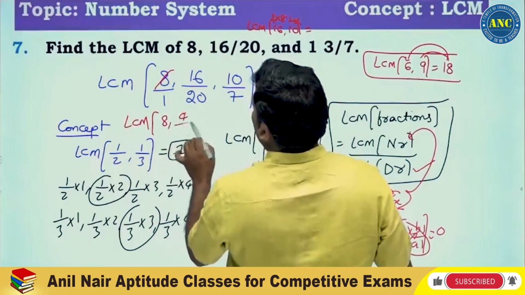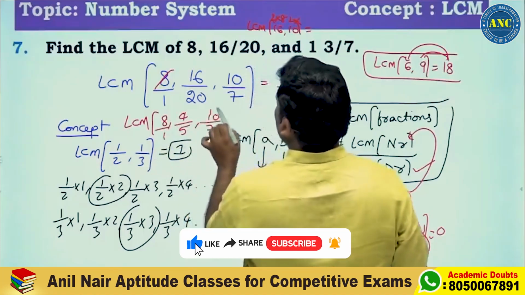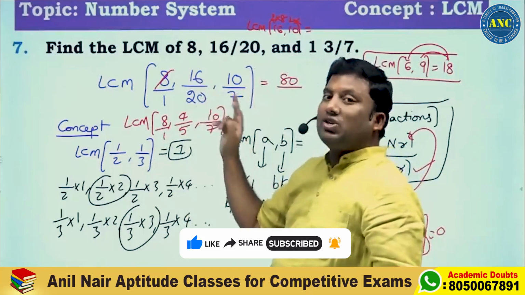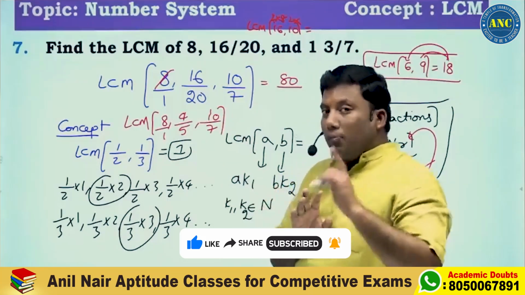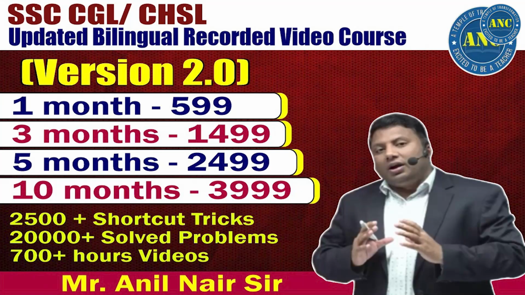8 comma 4, 4 8s are 32, 4 5s are 20, and it is 10 by 7. 10 by 7, 10 and 7 are co-prime. 16 and 20 are not co-prime. Both the numbers should be co-prime. 8 and 1 are co-prime. So 8, 4 by 5, 10 by 7.